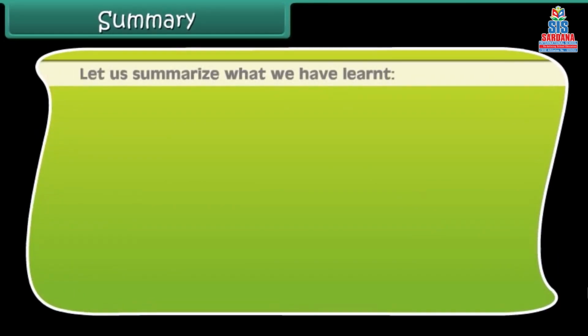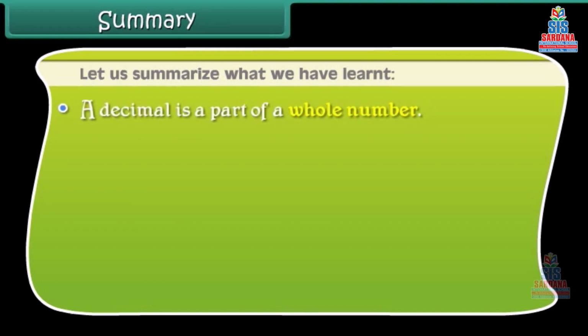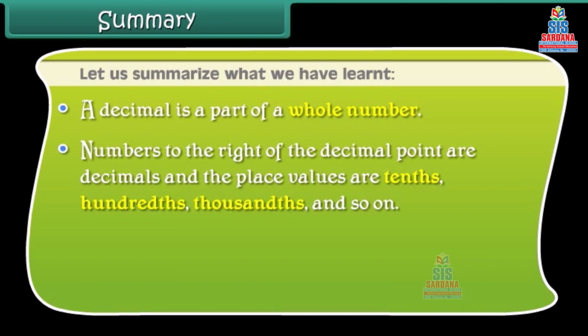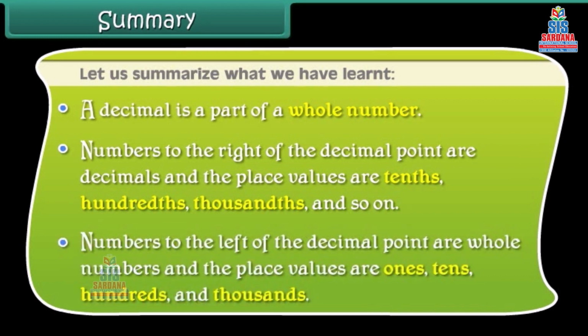Summary. Let us summarize what we have learned. A decimal is a part of a whole number. Numbers to the right of the decimal point are decimals, and the place values are tenths, hundredths, thousandths, and so on. Numbers to the left of the decimal point are whole numbers, and the place values are ones, tens, hundreds, and so on.